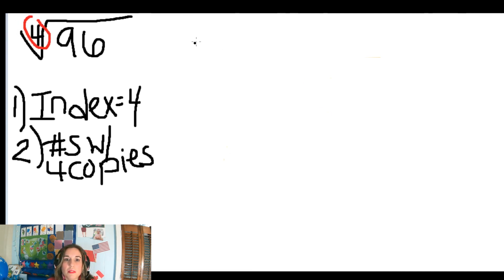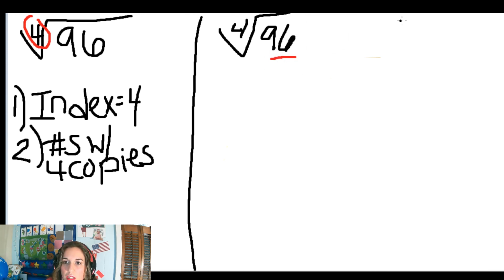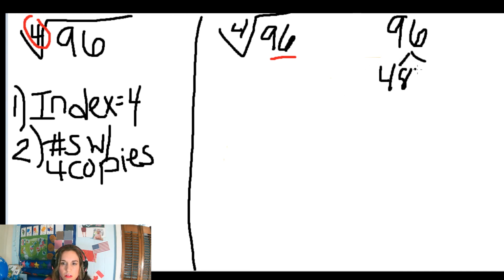So now, same exact thing, okay? When I'm simplifying my radical here, the 4th root of 96, what's my radicand? My radicand is 96, so I take my 96 and I break it down into its prime factorization. I need 2 factors of 96. I'm going to do 48 and 2.